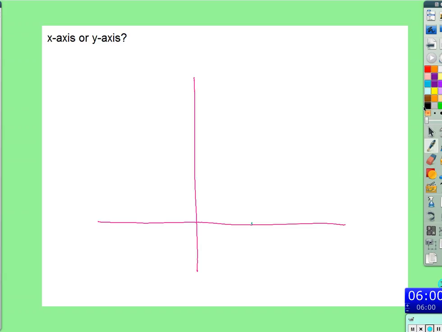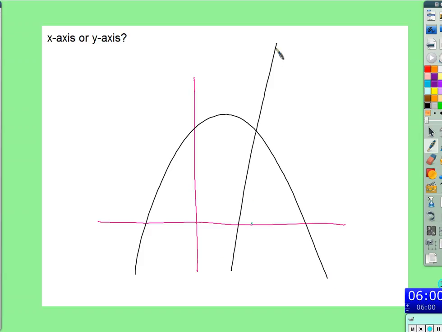Let me just redraw this and talk about the shell method. So this is always a difficult thing to teach.